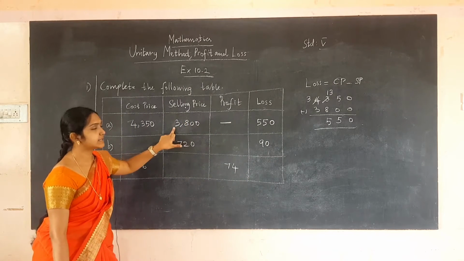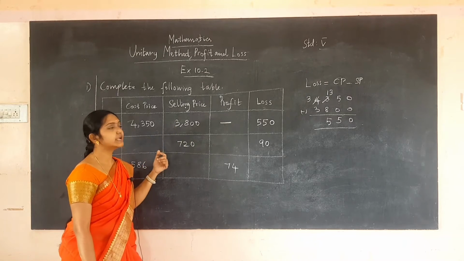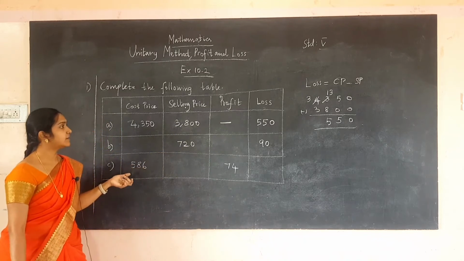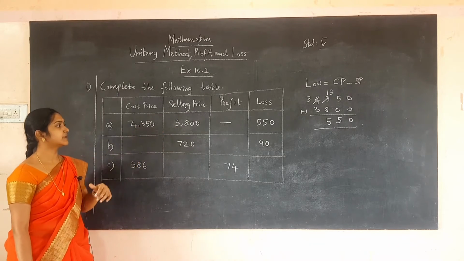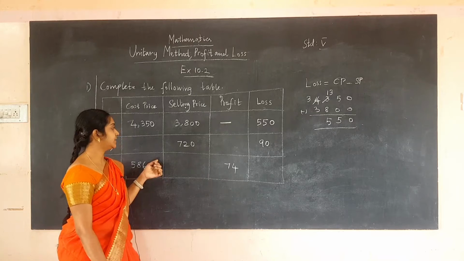Cost price is greater than the selling price, so we can guess that it will be loss. So we have to subtract selling price from cost price. So the answer is 550.